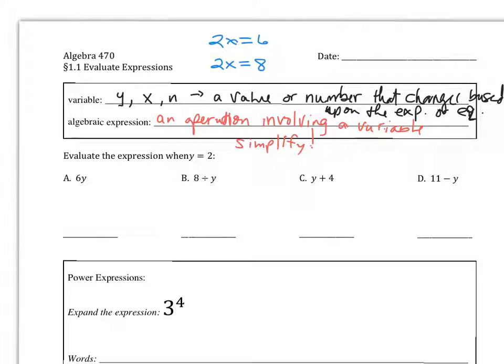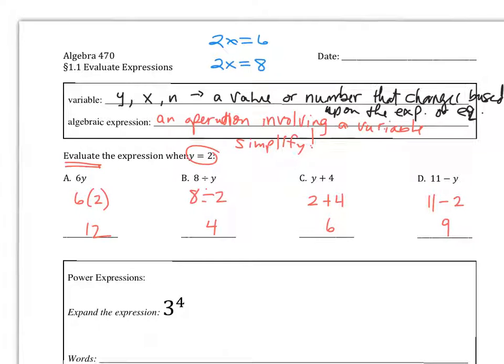And when we mean evaluate, we want you to come up with an exact value, a number, no more letters. So the goal here is to change the letter to whatever it is equal to. So in our case, y is equal to 2, and then perform the operation. So 6 times 2, you would say is 12. 8 divided by 2, you would say is 4, 6, 2 plus 4, you would say is 6, and 11 minus 2, you would say is 9.